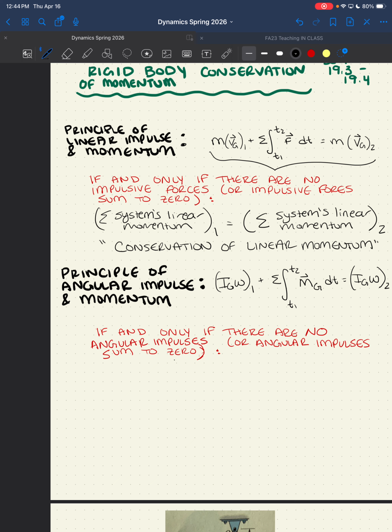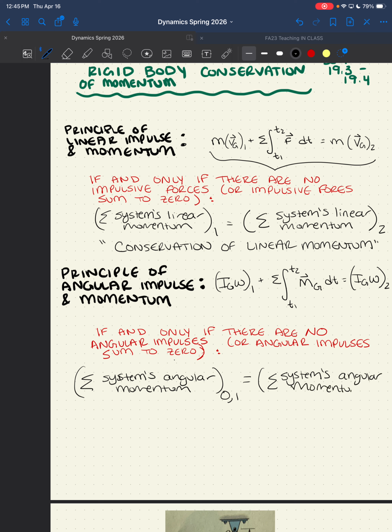Same thing happens for the principle of angular impulse and momentum. If and only if there are no angular impulses, or those angular impulses sum to zero, we get that the sum of the system's angular momentum about some point O at time 1 is equal to the system's angular momentum about some point O at time 2.